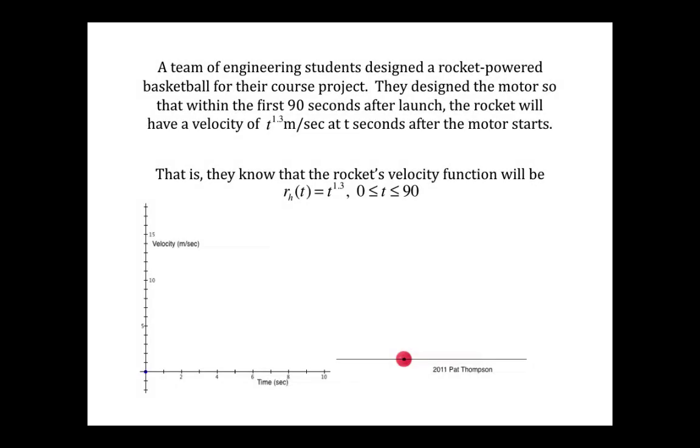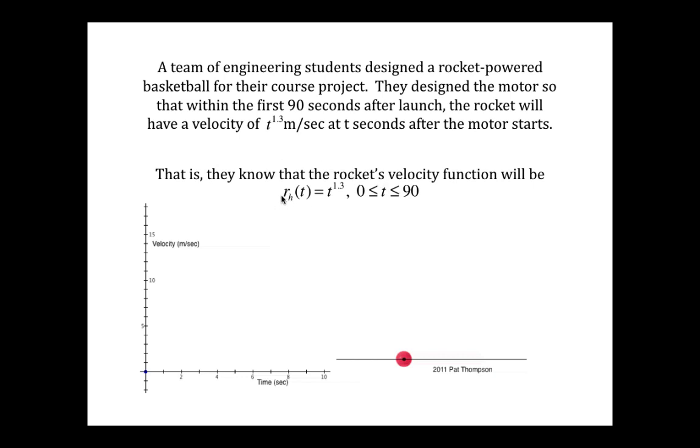So start with a new function that we have a function rule for, as opposed to just a picture of R sub v. We've got a team of engineering students designing a rocket-powered basketball for their course project. They designed the motor so that within the first 90 seconds after launch, the rocket has a velocity of t to the 1.3 meters per second, where t is the number of seconds since the motor started. So this is a velocity function.